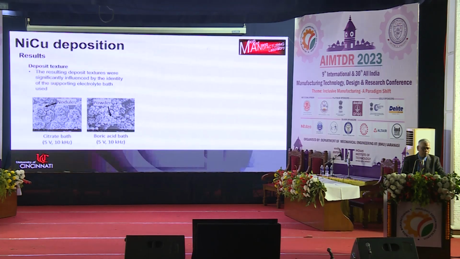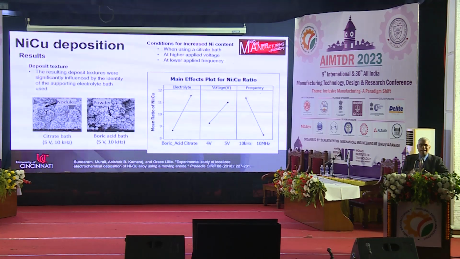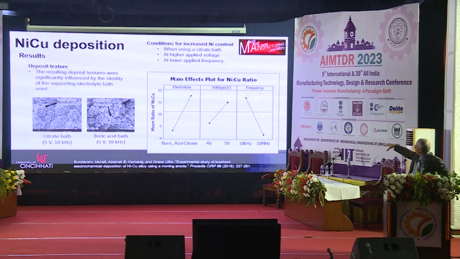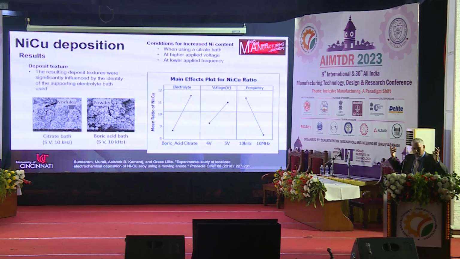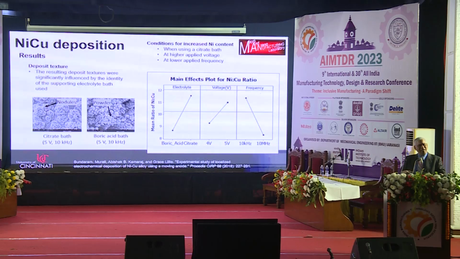This is the nickel-copper deposition that you are seeing. I told you copper is likely to be more, but if I want nickel to be more, what can I do? I'm not going into the DOE, but if you look at the pictures here, you can see the same thing. For example, if I increase the deposition voltage, it will give me more nickel. Frequency, I have to reduce. There are certain other points I did not mention.